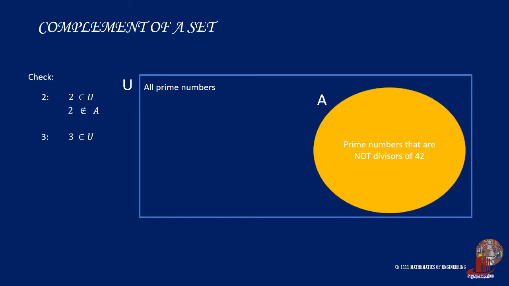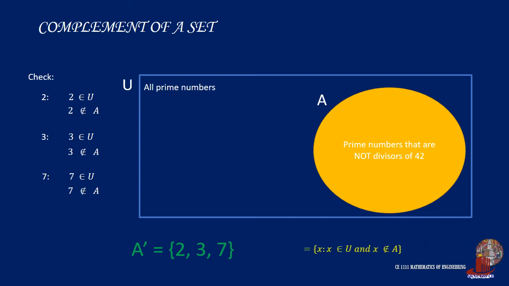Similarly, 3 belongs to U, but 3 does not belong to A. And lastly, 7 belongs to U, but also it does not belong to A. Now, 2, 3, and 7 are the only elements of U which do not belong to A. The set of these three prime numbers, that is the set 2, 3, and 7, is called the complement of A with respect to U, and is denoted as A prime. So we have A prime is equal to 2, 3, and 7.